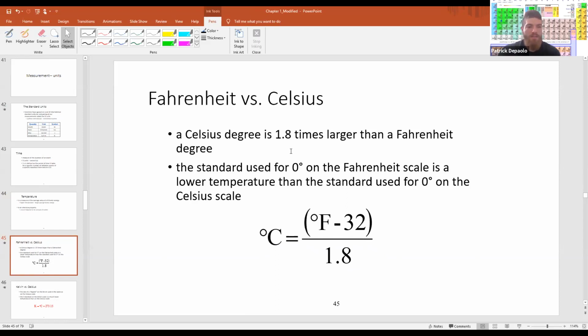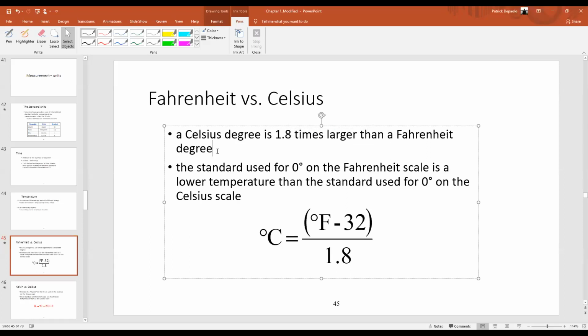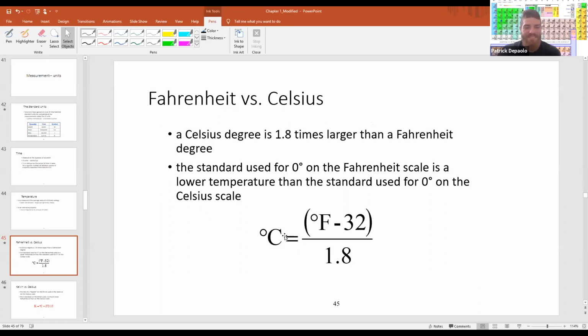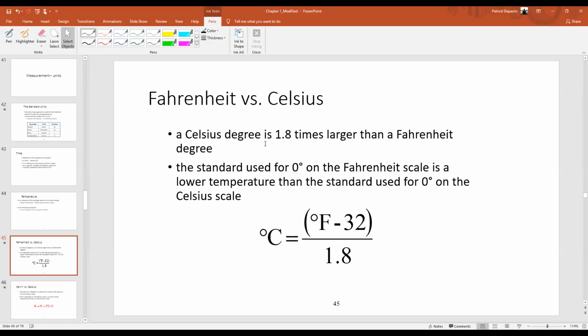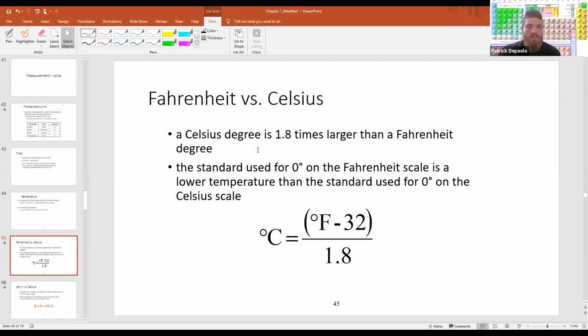So wait, no, I said it the opposite. 1.8 degrees Fahrenheit equals 1 degree Celsius. Yes, that's correct. You were right the second time. Celsius is always lower than Fahrenheit. And the Fahrenheit numbers are larger, I guess. 100 Celsius is 180 Fahrenheit. Okay, take that as you will.